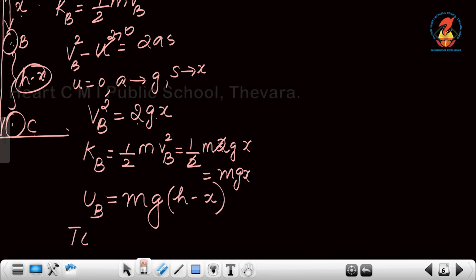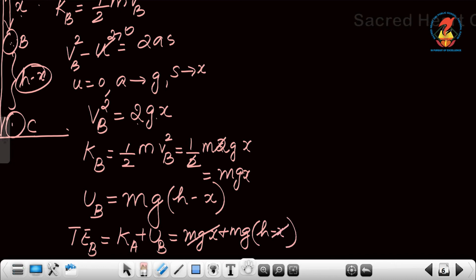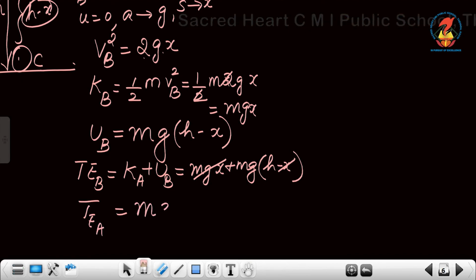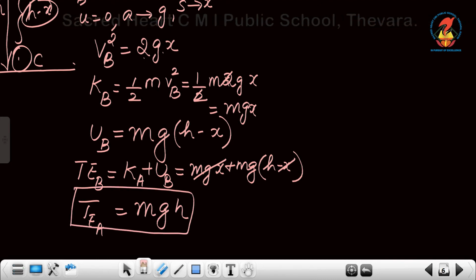Therefore, total energy at point B is equal to kinetic energy plus potential energy, which is equal to mgx plus mg into h minus x. So this will get cancelled. We will get total energy at point B as again mgh, which means at point A and point B the total energy is mgh itself.